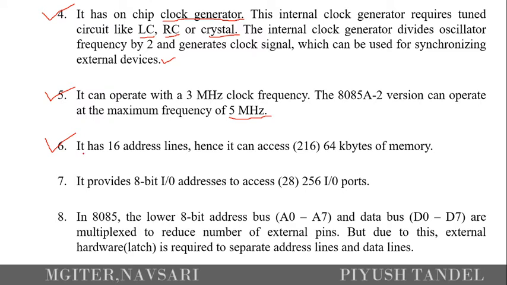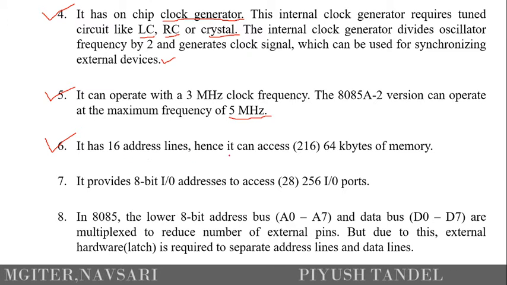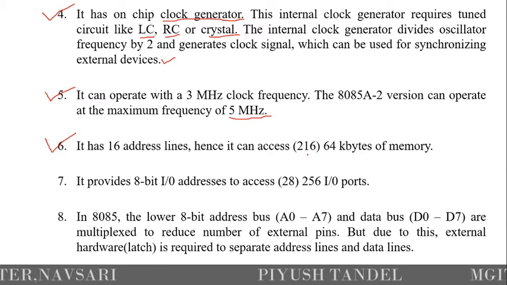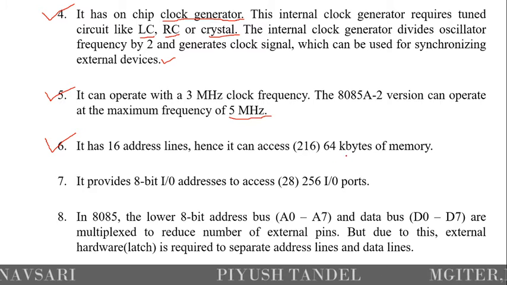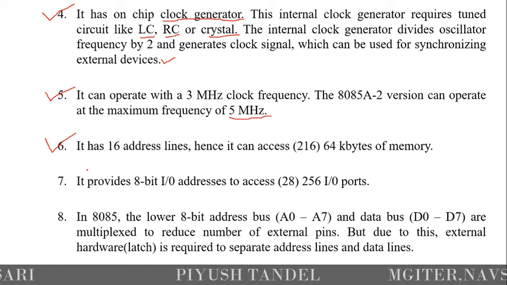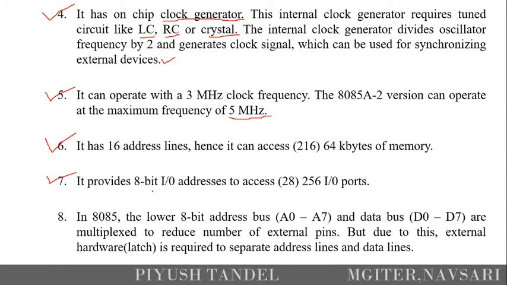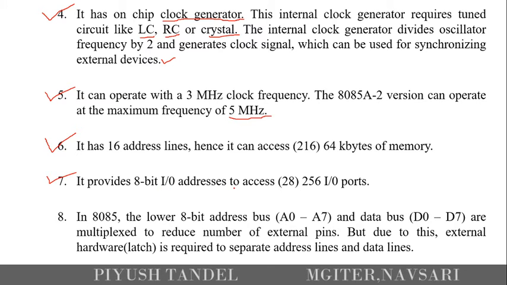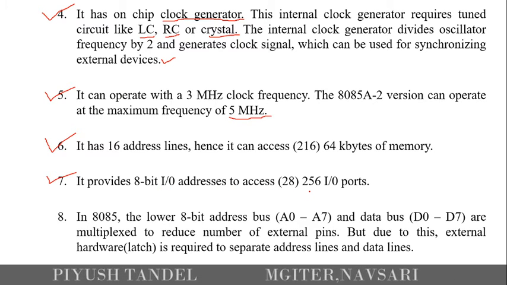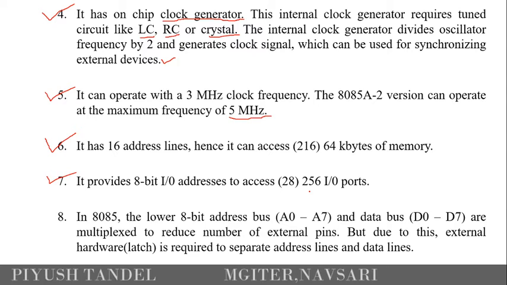Now 6.1, that is, it has 16 address lines, hence it can access 2^16, that is 64 kilobytes of memory. 7th, it provides an 8-bit input output address to access 2^8, that is 256 input output ports.